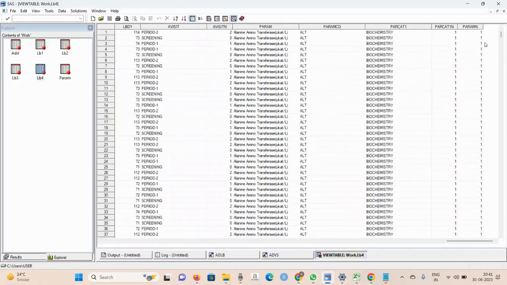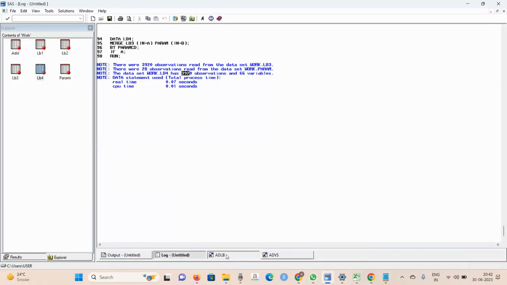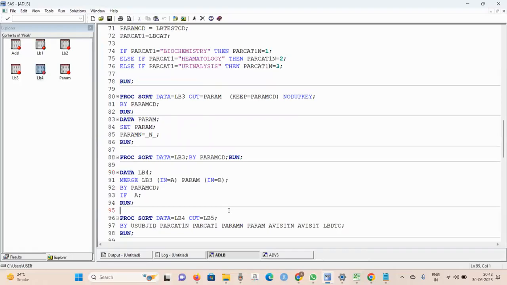So we got paraman, because in each subject, for each ALT has 1, so that's showing like 1, and if you go further, you will see 2, 3, 4 like that. Okay, so up to here, do you have any doubts?